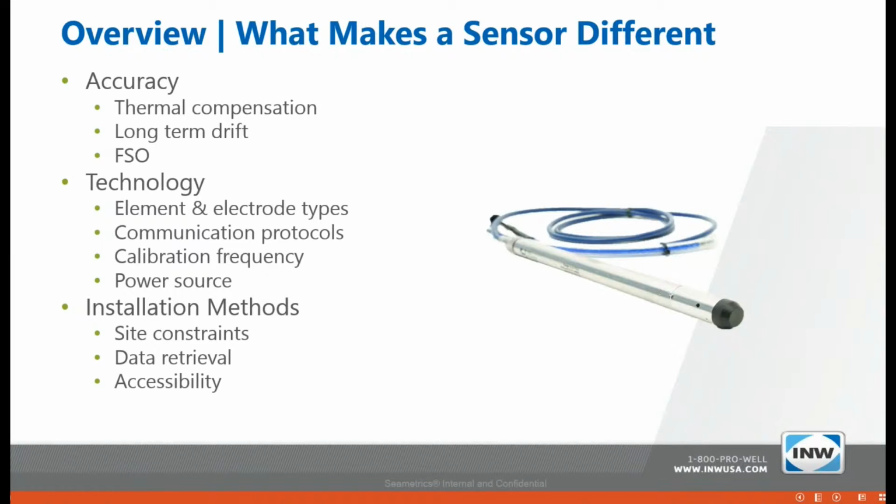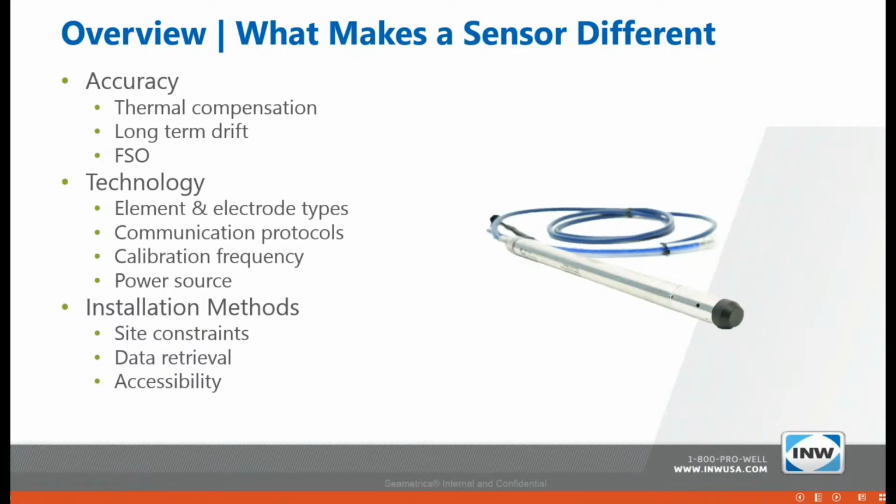Communication protocols, with the various different satellite systems and any type of radio devices, all require different types of data coming out of them, whether it be Modbus, SDI-12, or simply just 4 to 20. Another factor would be the calibration frequency. Some units require calibration on a weekly, daily, or monthly basis, whereas there are some out in the market that you can go 6 to 12 months without having to calibrate them. This is more for water quality. As far as pressure goes, there can be units out there that never need to be recalibrated again.